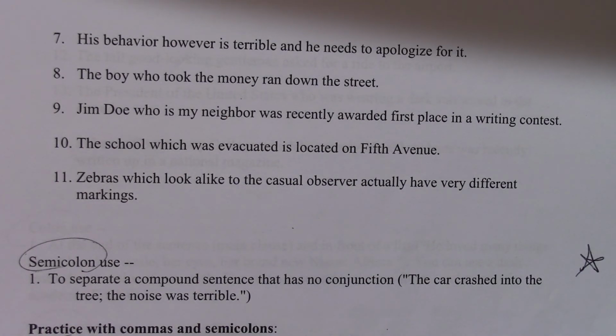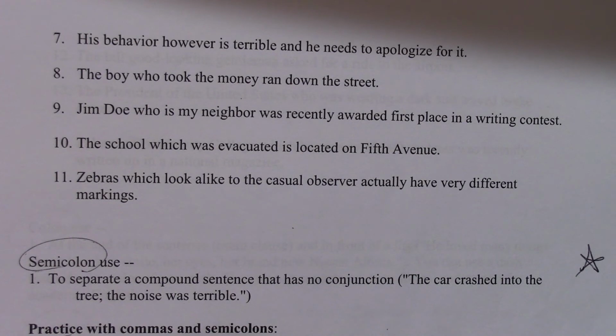Number 10, let's try 2 sentences, 10, 11, have that which. Number 10, the school which was evacuated is located on 5th Avenue. Well, let me ask you, the school, is that clear? Or are there a lot of schools? There are a lot of schools. Don't put a comma there. The school which was evacuated is located on 5th Avenue. Which one got evacuated? The one that's located on 5th Avenue. No break there at all. No need for the commas.